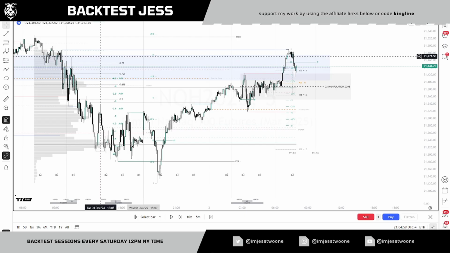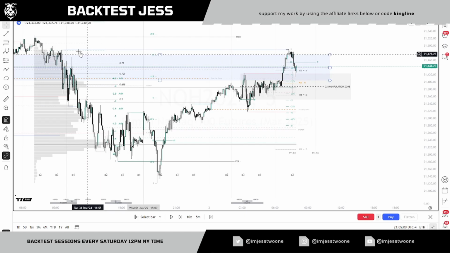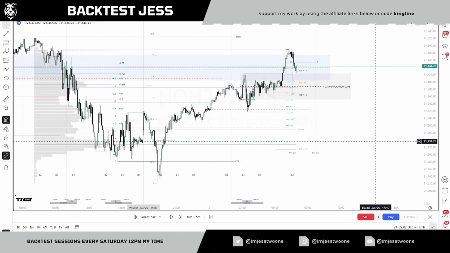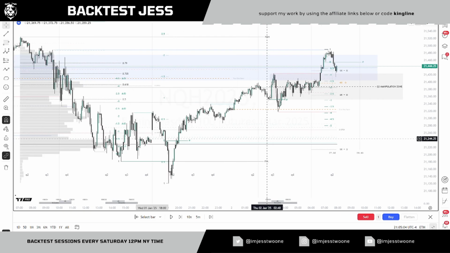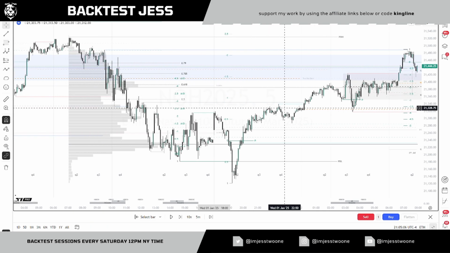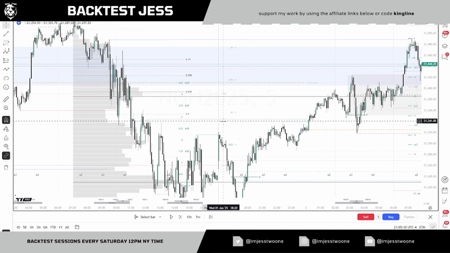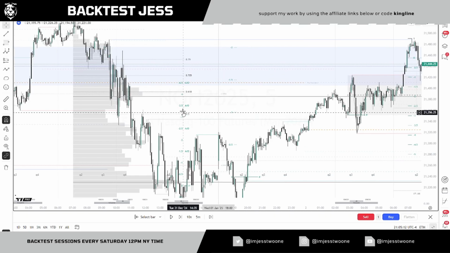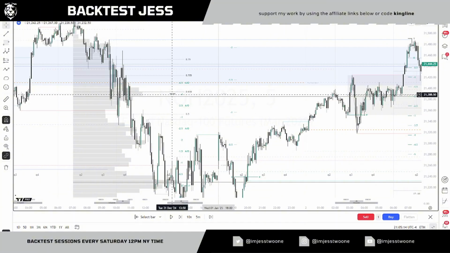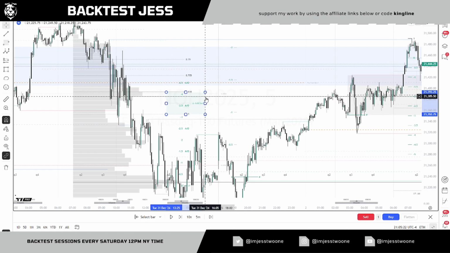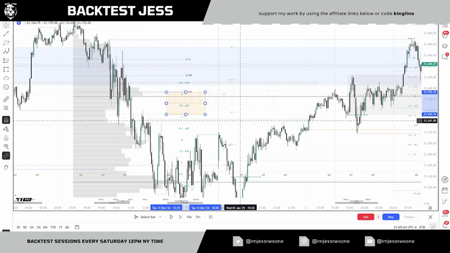And this is a sweep of 0.79. One thing I want to say here about deviations: if we were to sweep 0.5, this entire area from here to here is 0.5. Let me just use a box. So when we're talking about deviations for the rest of the backtesting, this entire area would be 0.5, right?